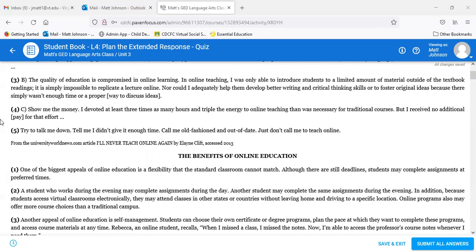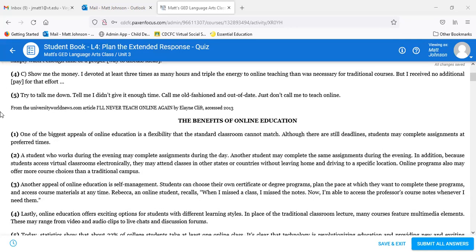In online teaching, I was only able to introduce students to a limited amount of material outside the textbook readings. It is simply impossible to replicate a lecture online, nor can I adequately help them develop better writing and critical thinking skills or foster original ideas, because there simply wasn't enough time or a proper way to discuss ideas. Show me the money. I devoted at least 3 times as many hours and triple the energy to online teaching than was necessary for traditional courses, but I received no additional pay for that effort.